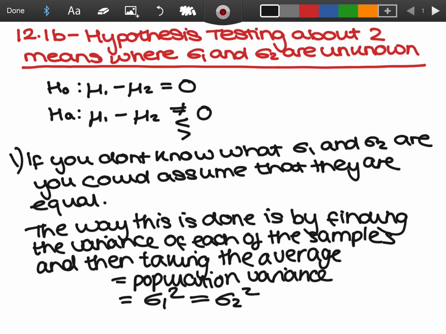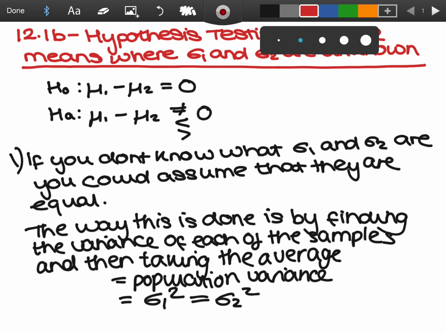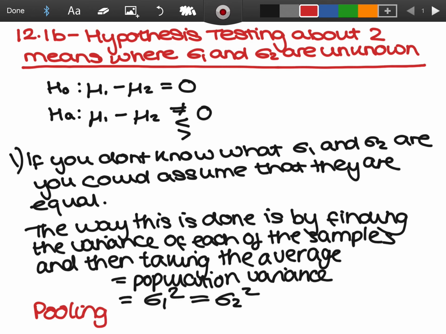Okay, so what you are assuming when you do this is you're just averaging out the sample variances to give you this population variance that is then used and square rooted to find this population standard deviation that is used for both of them, and it's just an average of what we have from our sample. When you do this, what you are actually doing is pooling. That's what it's called. You're pooling the sample variances.